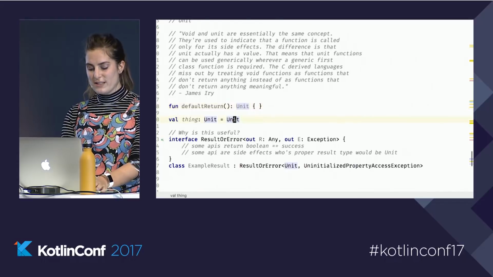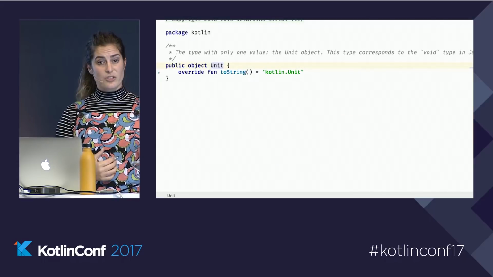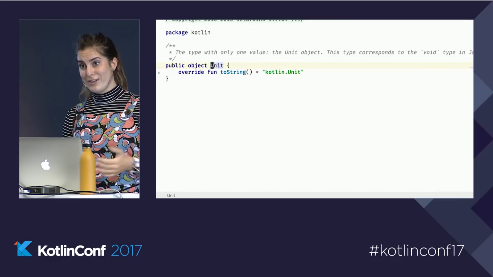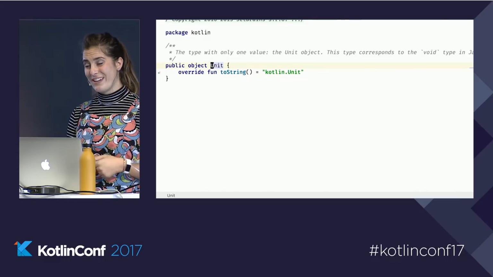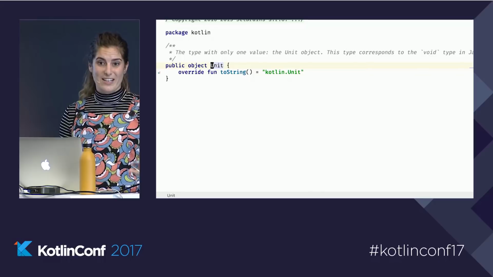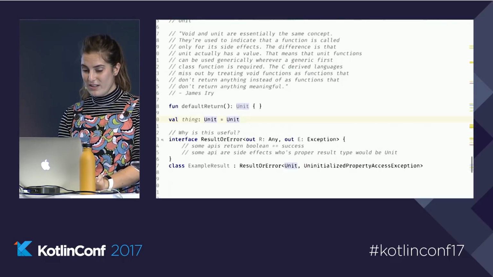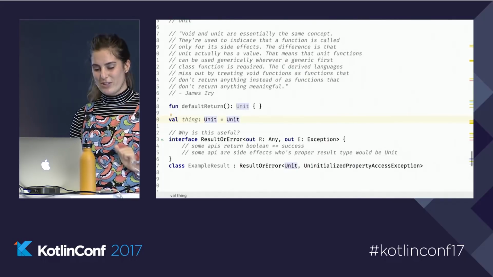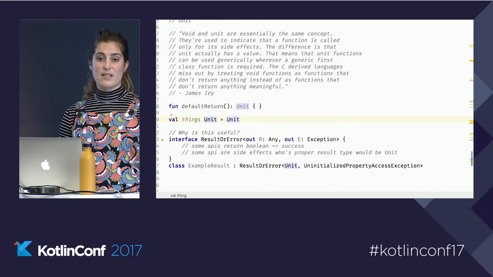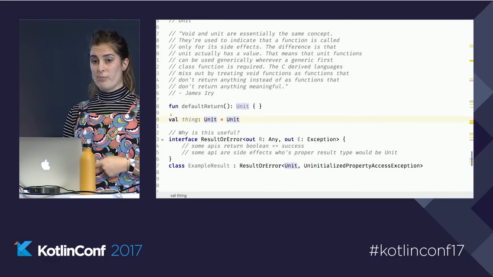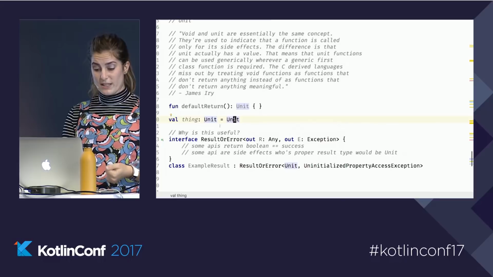Now, unit is implemented in a very simple way. It's just an object. And it tries to stay true to that nothing useful thing. It only has toString. There's literally nothing you can do except for print this thing out. I guess that's something useful, but something very small. So because of that, because it's an object like a lot of other things you use in your code base, you can assign it, and it's a type, and that's great.